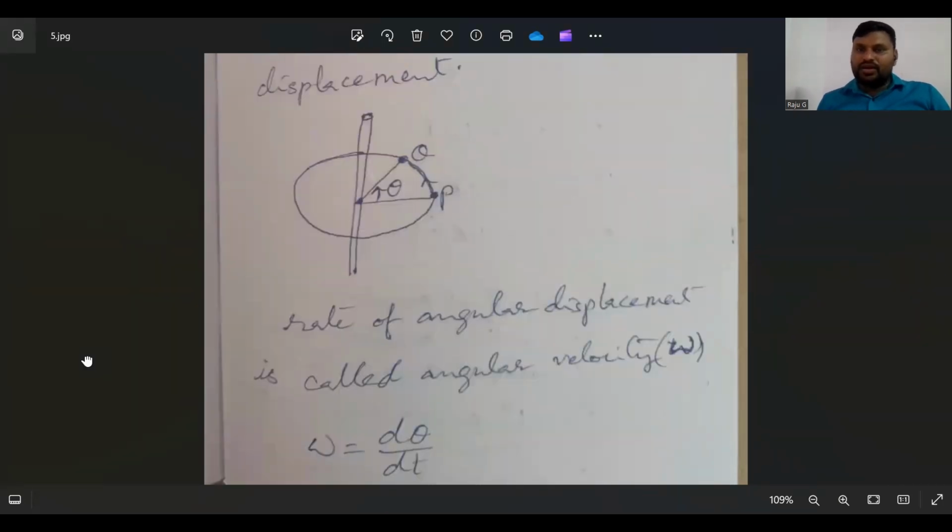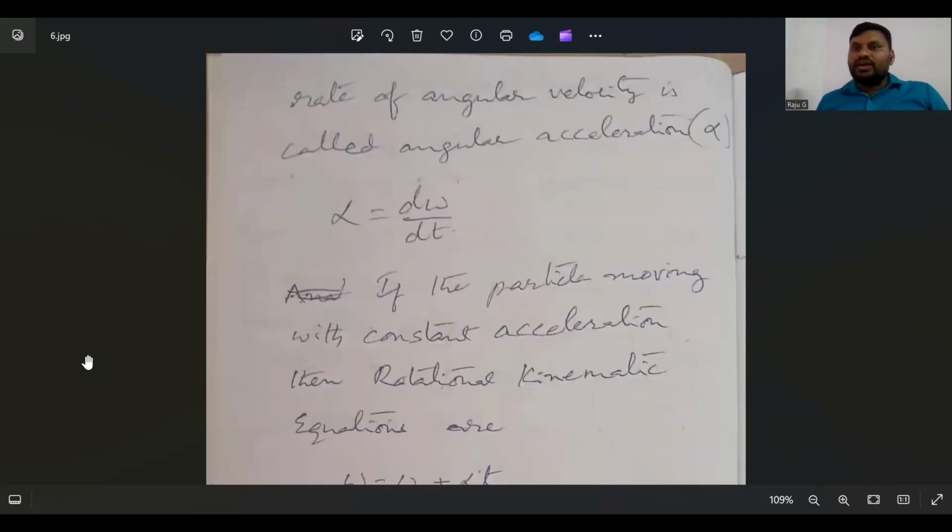The rate of angular displacement is called angular velocity. It is denoted with omega, and omega equals d theta by dt. The rate of change of angular velocity is called angular acceleration, denoted with alpha. Alpha is equal to d omega by dt.